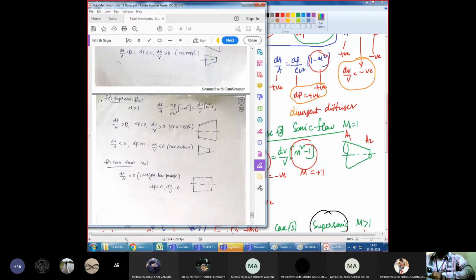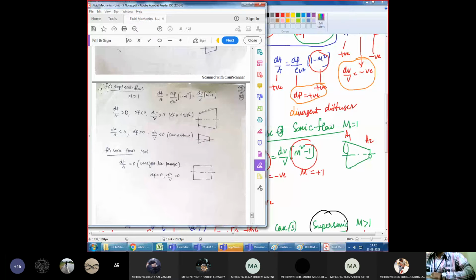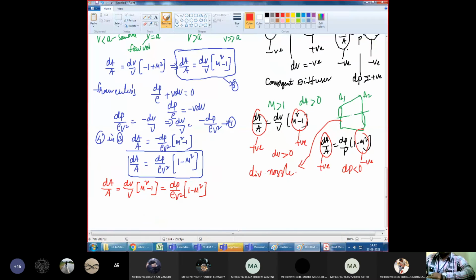Subsonic, supersonic. Okay, so for the nozzles, sonic flow does not exist. Sonic flow exists only for constant area duct, because if you see sonic flow, Mach number is equal to 1.